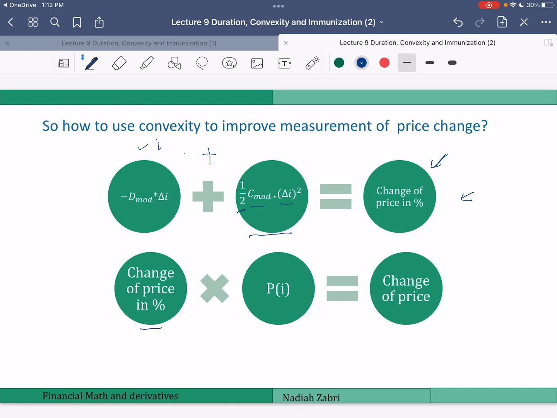And then when we get the percentage change of price, we multiply it by the original price, and we get the change of price. I'll see you in the next video.